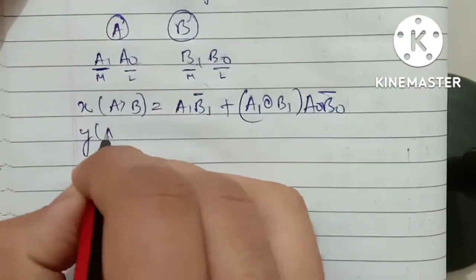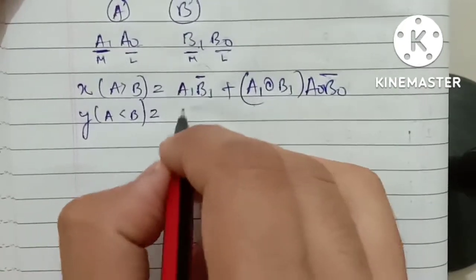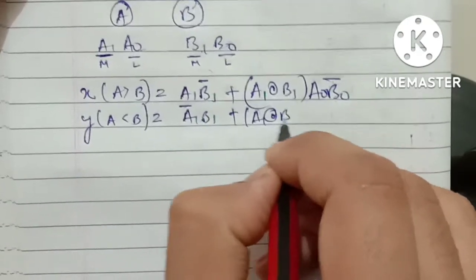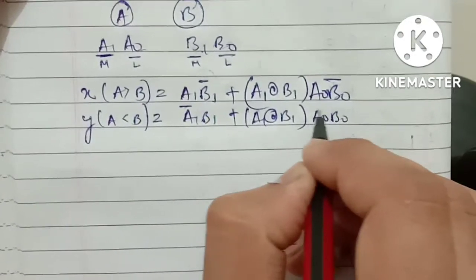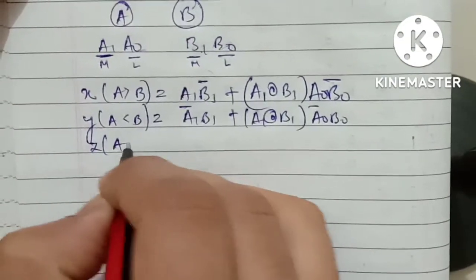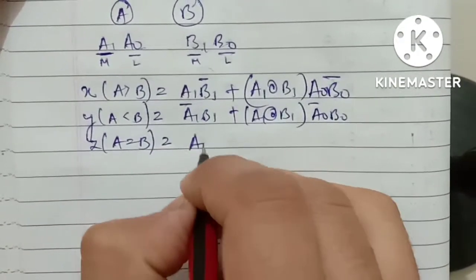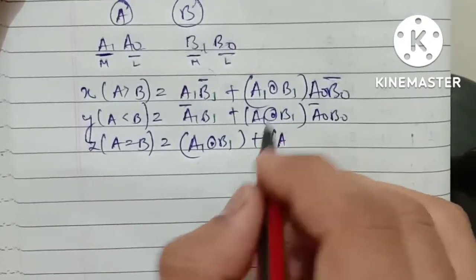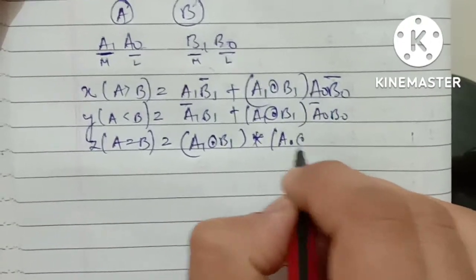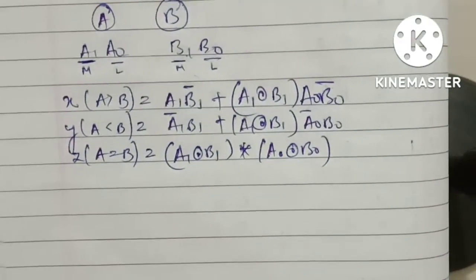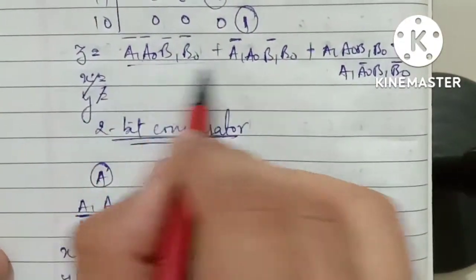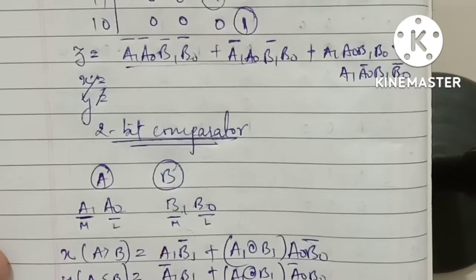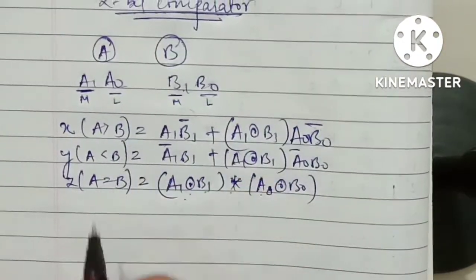For y, how can we write? For y, a1 b1 will come, but a1 bar will come. Same, a1 xnor b1 will come, but a0 bar b0 will come. For z, a equal to b is there, right? So here a1 xnor b1, plus will not come, multiplication will come. Clear? Directly we can get. Whatever we wrote here for z, you can solve this and you will get a1 xnor b1, a0 xnor b0.